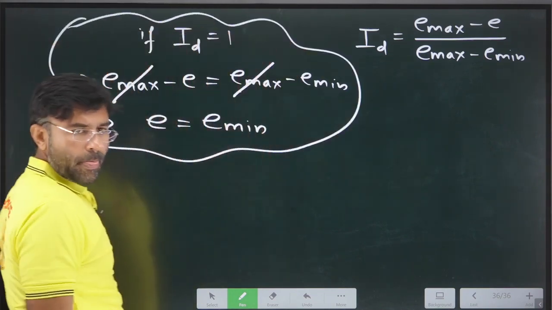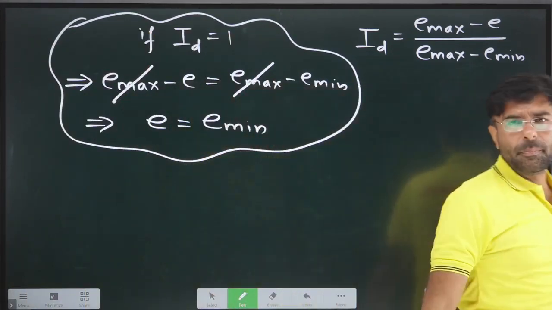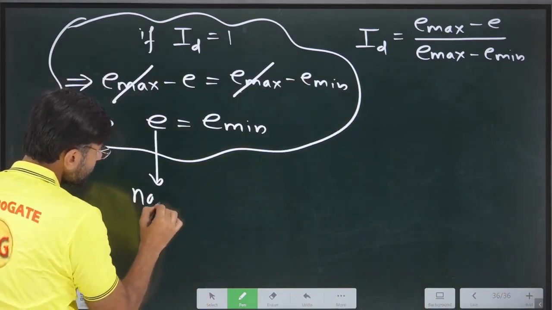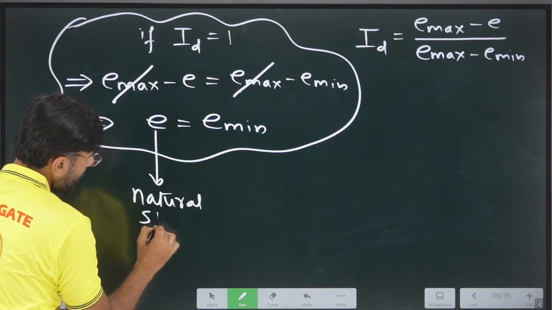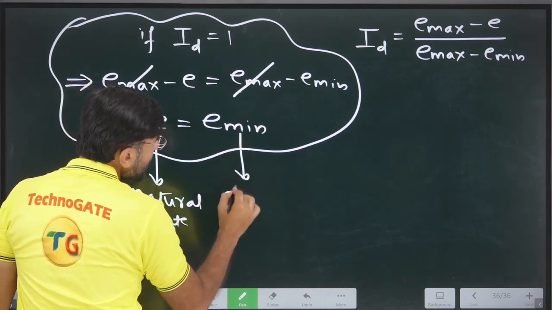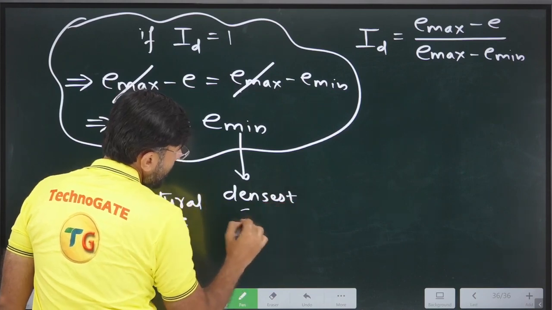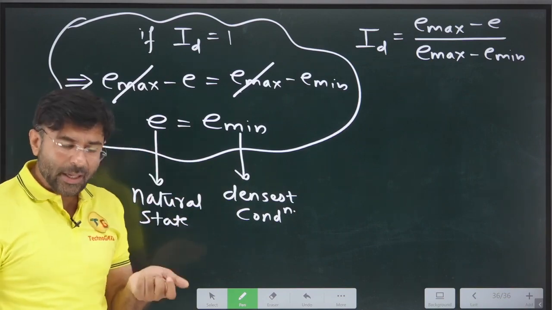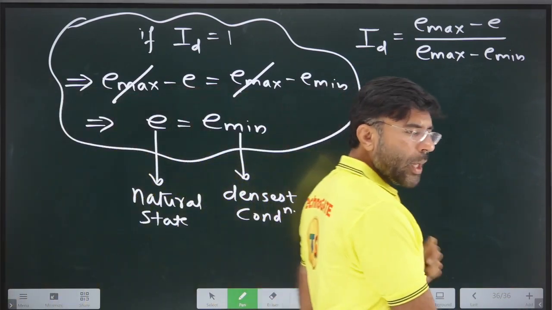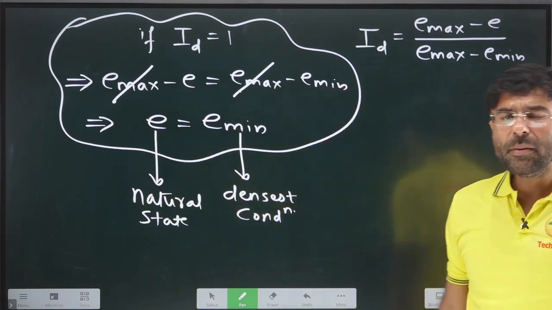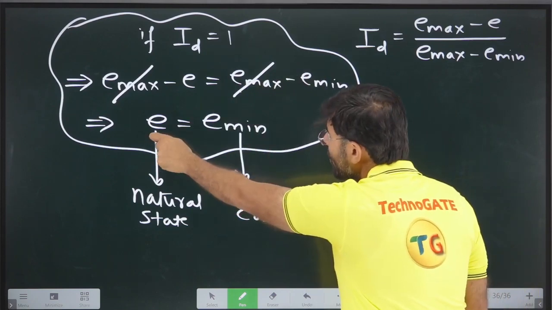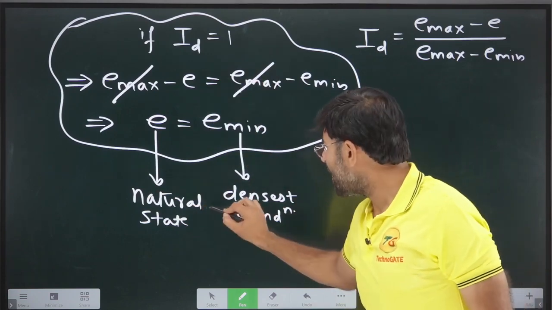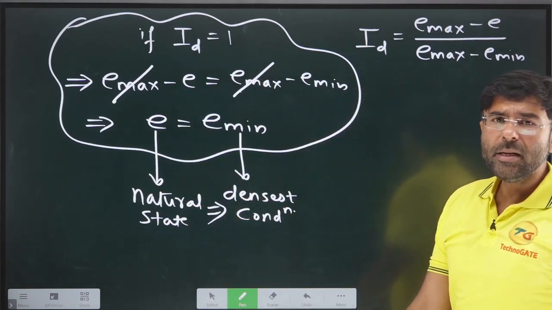What is the meaning of this? e becomes equal to e minimum. This was the void ratio under natural condition, and this is the void ratio under densest condition. Densest state, whatever you can say. That means, if the density index of the soil becomes equal to 1, can I say the natural soil is in its densest state? If ID is equal to 1, can I say the natural condition of the soil is in its densest state?